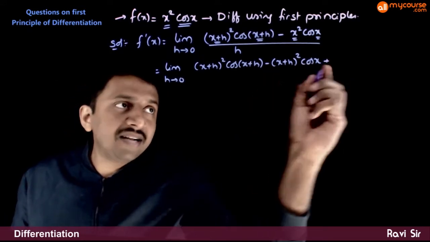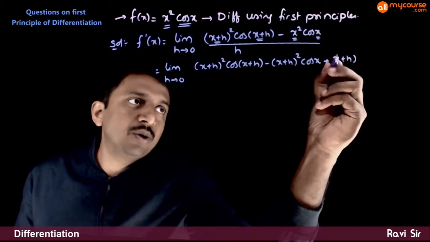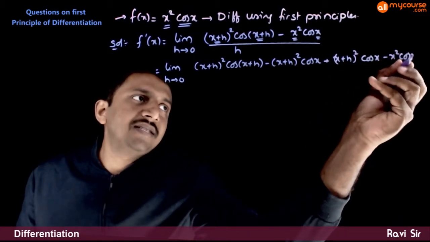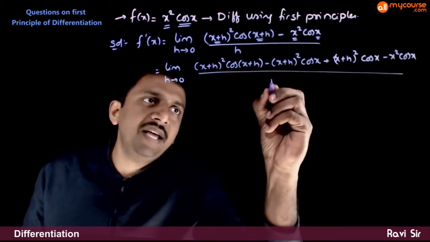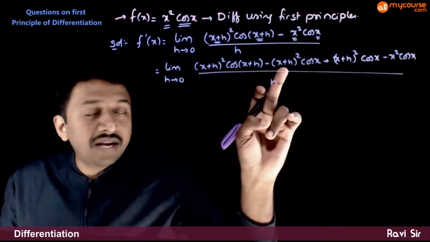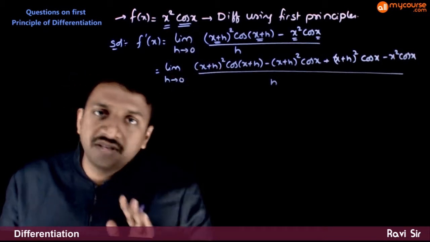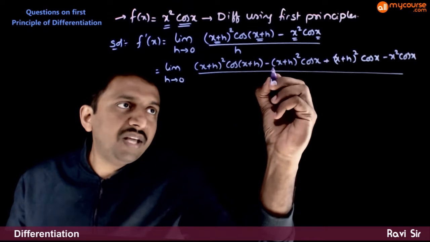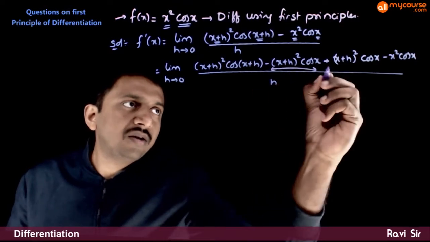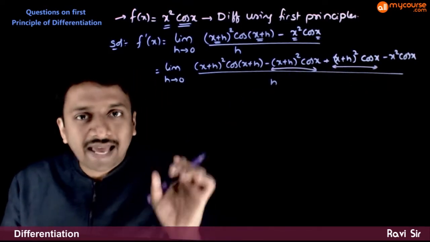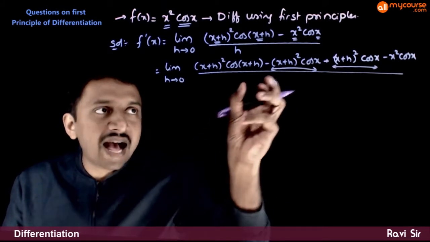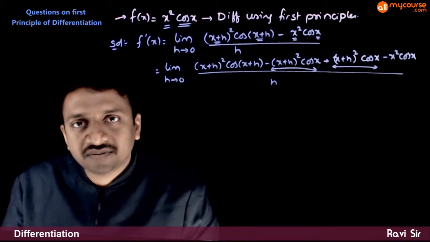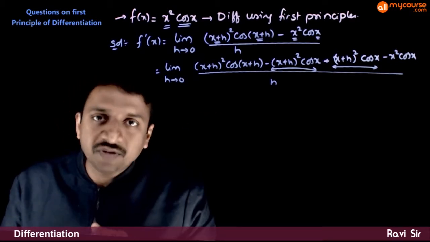So I'll subtract this and add this also, (x plus h) whole square times cos x, minus x square cos x as it is, and divided by h. You can as well choose x square cos (x plus h), that is your choice. But usually we subtract and add an intermediate term, that is, half of the function converted to x plus h, the other half as it is. So see what happens when we do this.